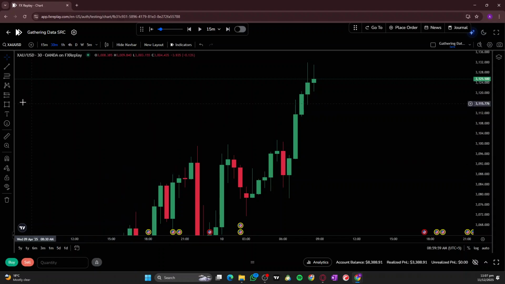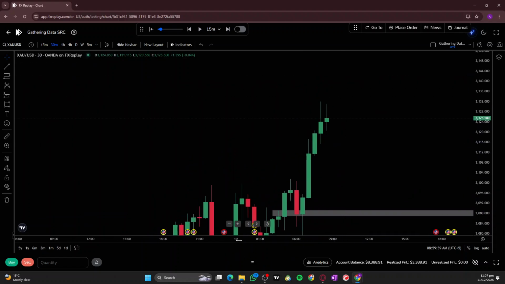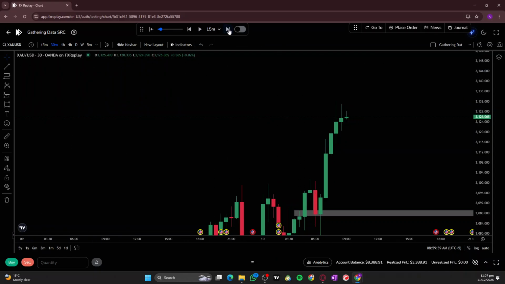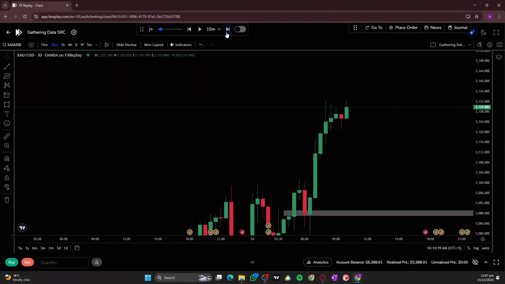Okay, so at this point, price is in an uptrend. It's creating higher highs, higher lows, higher lows. It's respecting the order flow. Now, price is still going up, but at this point, I want to see some sort of a support so that I can buy.